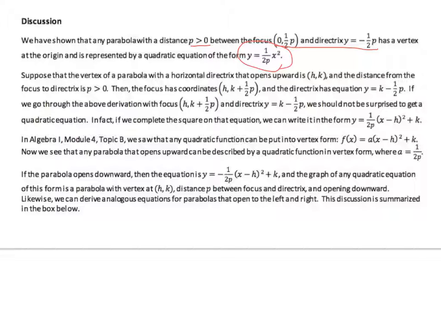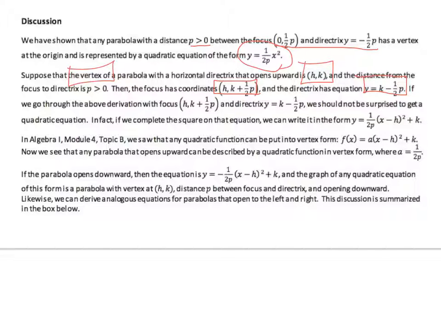Suppose that the vertex of a parabola with a horizontal directrix that opens upward is h, k. So this is your vertex, h, k. And the distance from the focus to the directrix is p greater than 0. Then the focus has coordinates h, k plus 1/2 p. The directrix has equation y equals k minus 1/2 p.